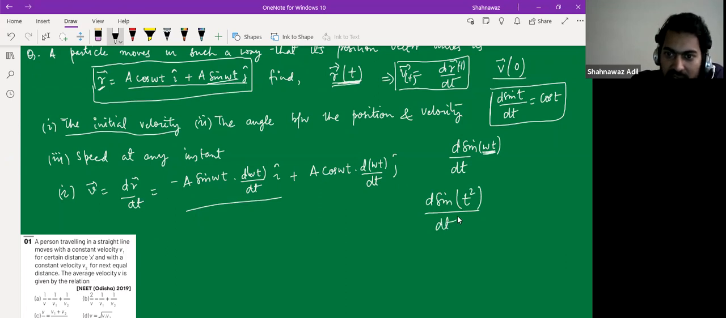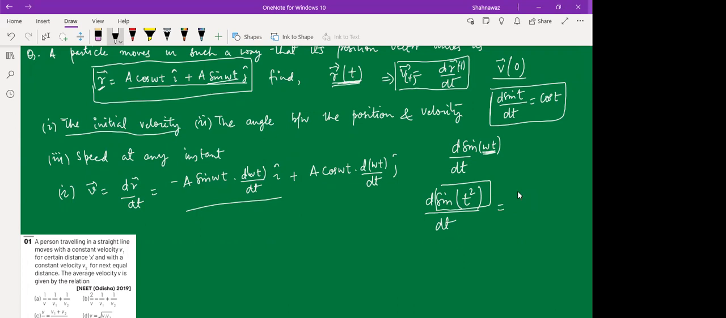Okay. So firstly, you will have to calculate the differentiation of this trigonometric function. So which will be what? The differentiation of this will be what? Cos t square 2t. Yes.